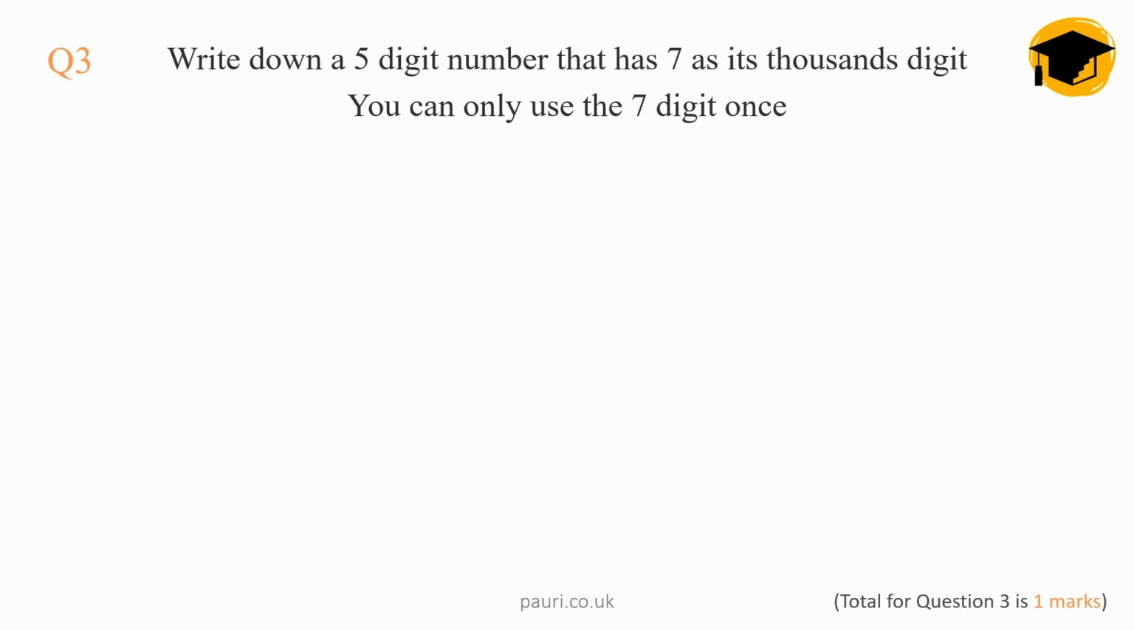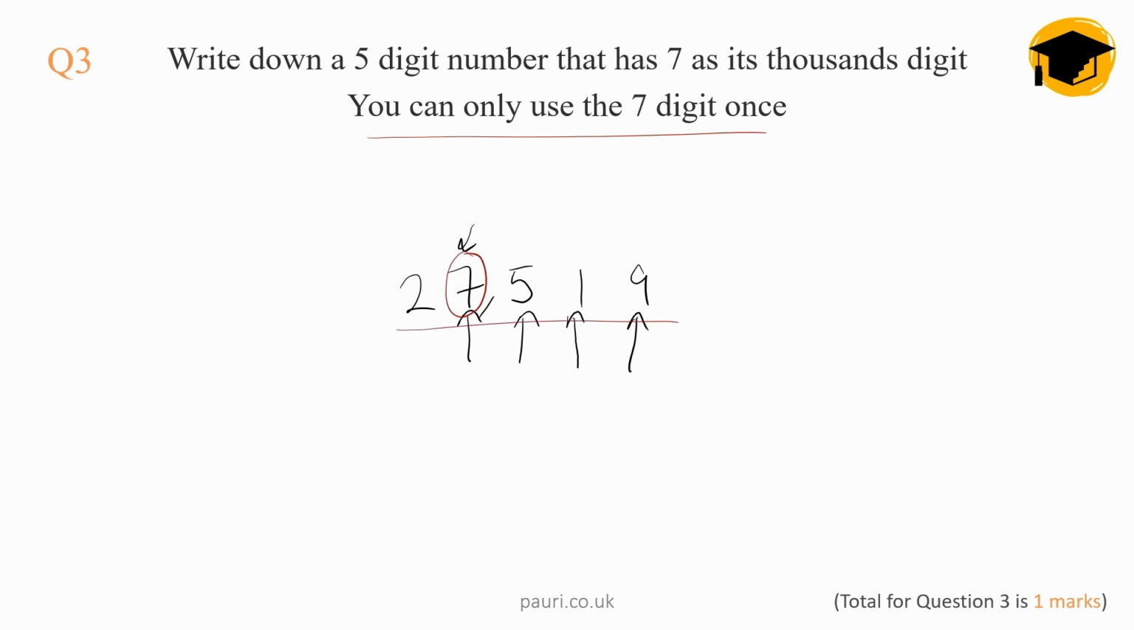Next, write down a 5-digit number that has 7 as its thousands digit. First digit is our single digits, tens, hundreds, thousands. This number over here will need to be a 7. And we need to write down a 5-digit number. So I'm going to add a few more numbers. And there's our 5-digit number. I'll put a comma as well. And 7 in its thousands digit. Just note that the question said you can only use the 7-digit once. We've only used the 7-digit once in this number.